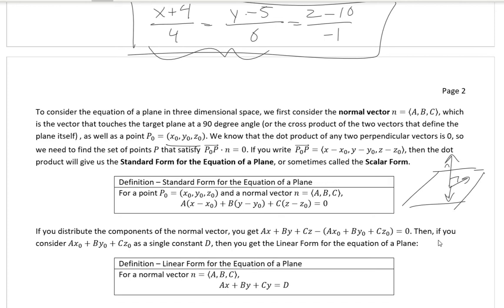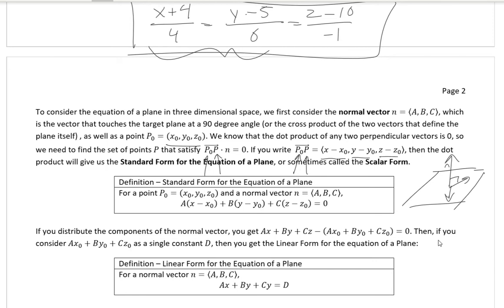Now, other than the cross product, we also know that the dot product of any two perpendicular vectors is 0. So, any other point on the plane with that initial point will define a vector such that the dot product with the normal vector should equal 0. Therefore, if you consider from the initial point to any other point on the plane x, y, and z, you can define that as a vector x minus x0, y minus y0, z minus z0.